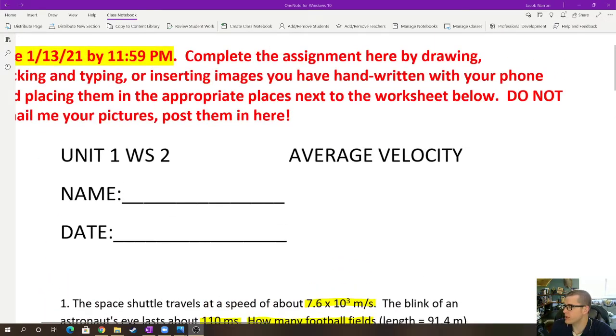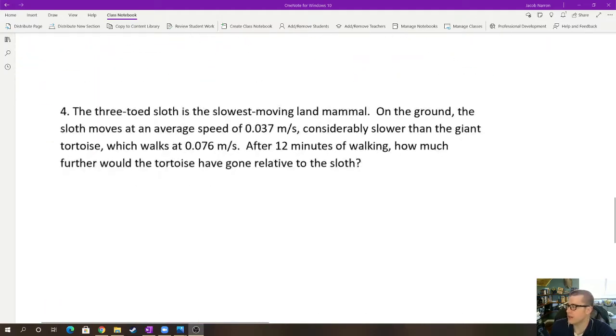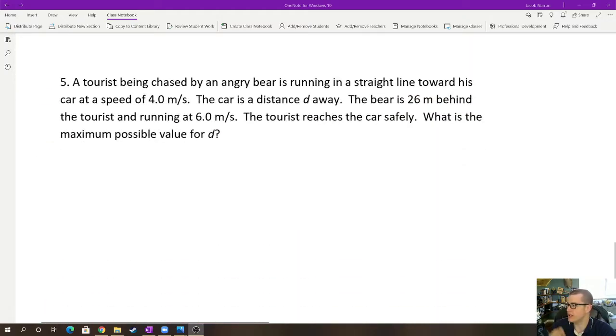So this worksheet is Unit 1, Worksheet 2, Average Velocity. And it's talking about a bear that's chasing a tourist, like they do. No, they don't. So it says the tourist is being chased by an angry bear and they're running in a straight line towards the car at 4 meters per second, or at least the tourist is. So his or her speed is 4.0 meters per second, and the car is a distance d away.